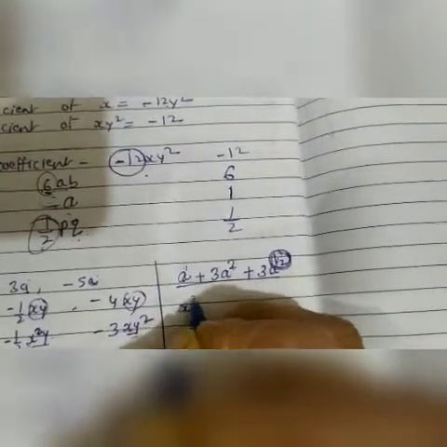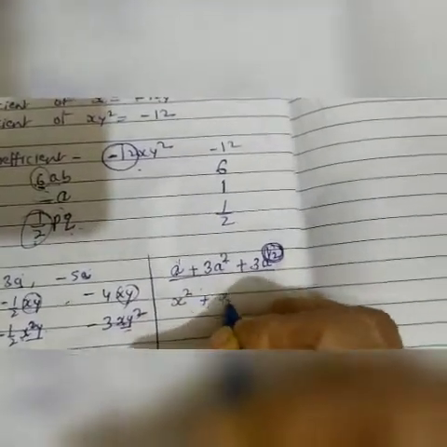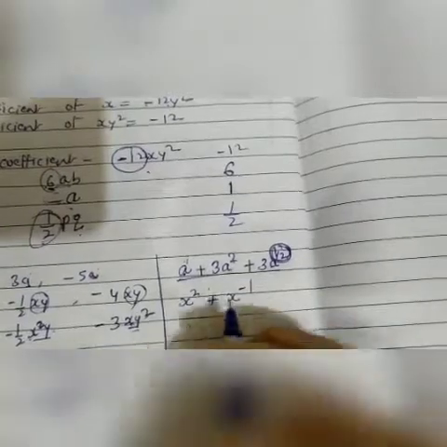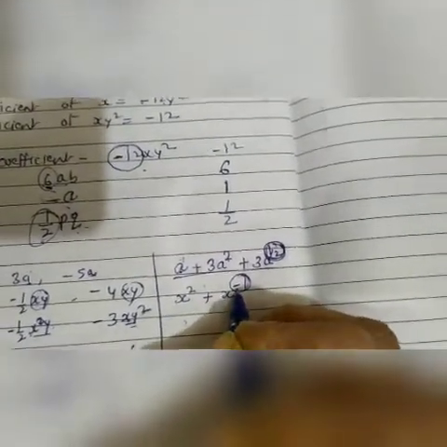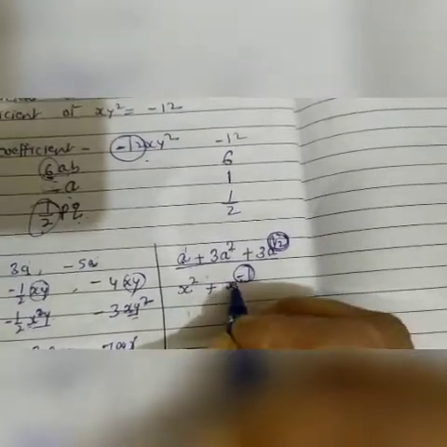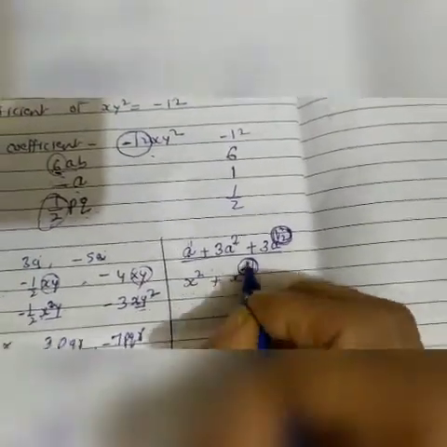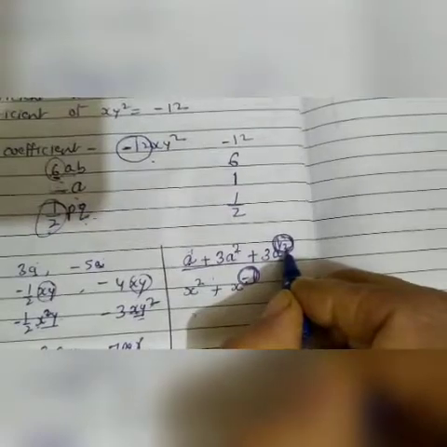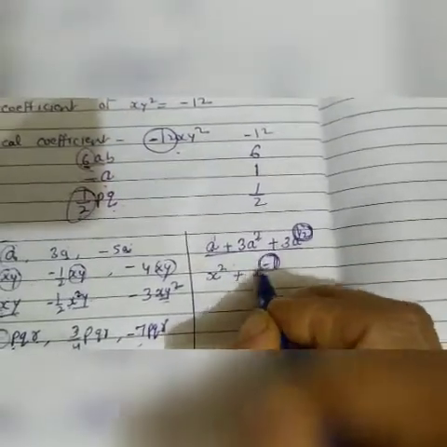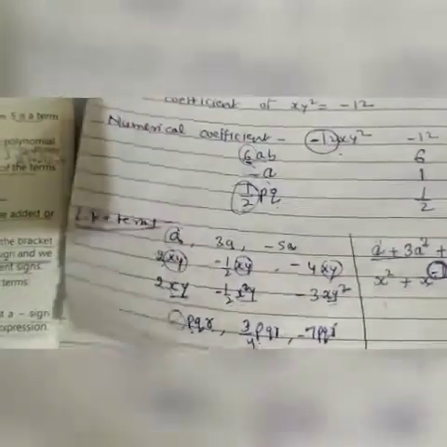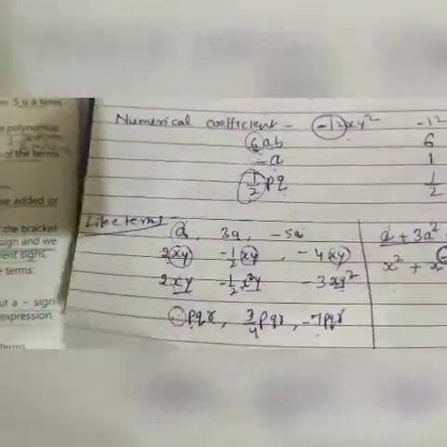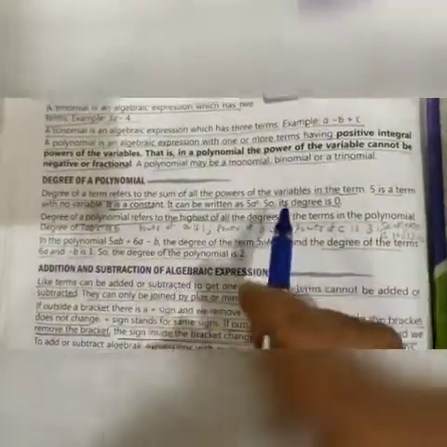Suppose x square plus x power minus 1. Here power is minus, or we can say negative. If any power in the algebraic expression is negative or in fractional form, then it cannot be a polynomial. All the powers should be positive numbers. Next is degree of a polynomial.